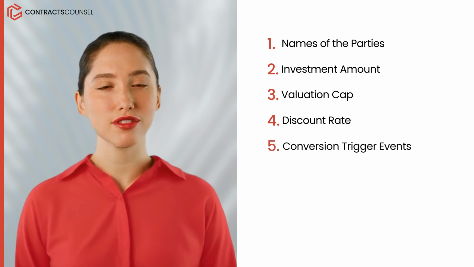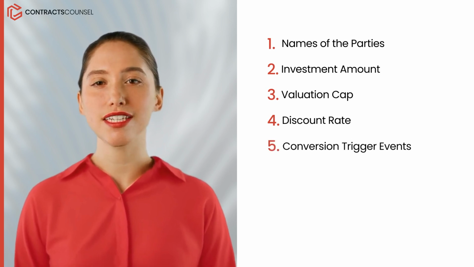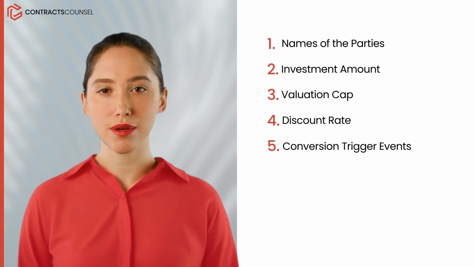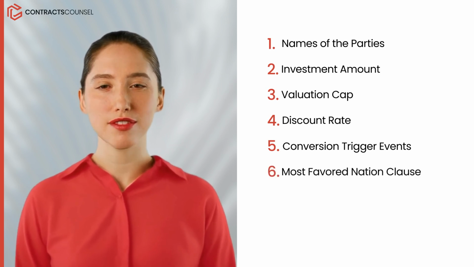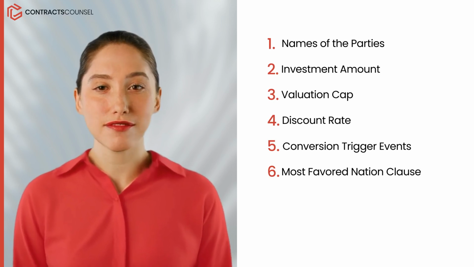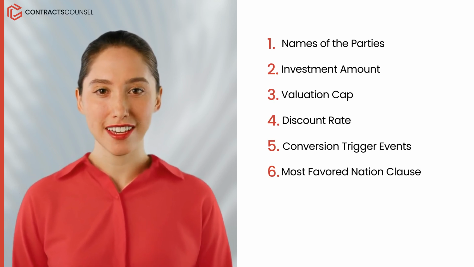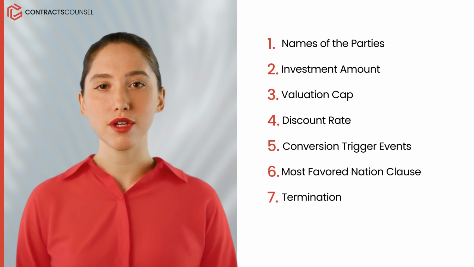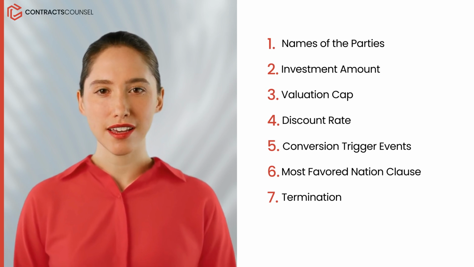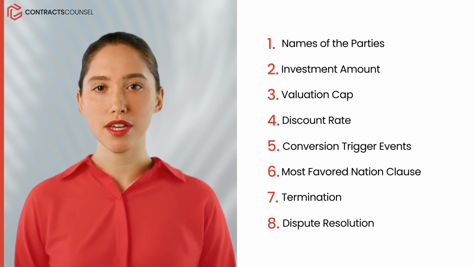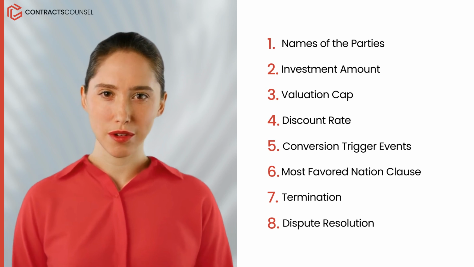5. Conversion trigger events. This term outlines the events that will trigger the conversion of the safe note into equity. Examples of this may be a priced financing round or an acquisition. 6. Most favored nation clause. This clause ensures that the investor receives the same favorable terms as future investors. 7. Termination. This sets rules on how the safe note can be terminated by either party. And 8. Dispute resolution. This details the procedure the parties can take in the event of a dispute.